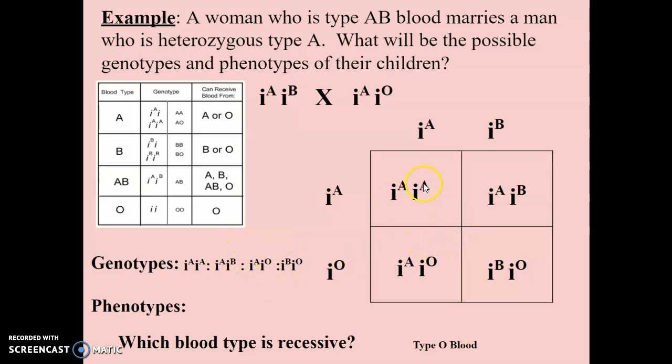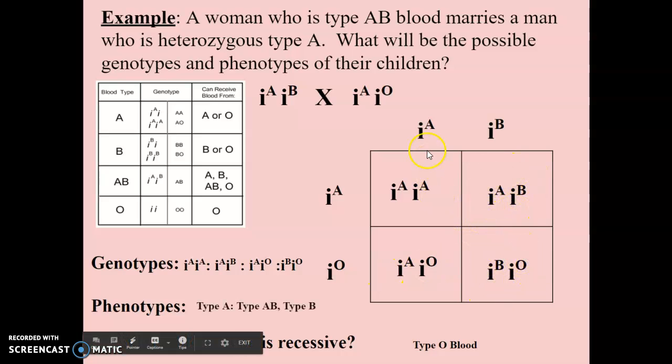Then, for phenotypes, we need to figure out what each of these would be. So this would be type A blood. This one would also be type A blood. This one would be type AB, and this one would be type B. So you end up with either type A, type AB, or type B blood. And then what blood type is recessive? We know that type O blood is considered recessive.